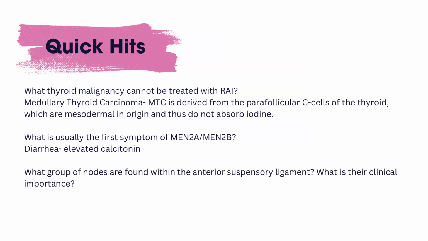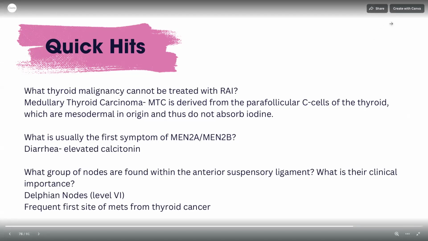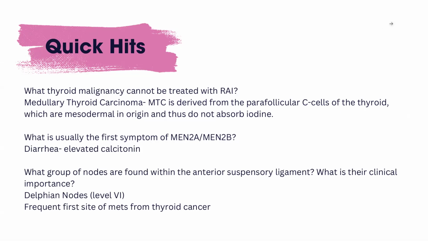What group of nodes are found within the anterior suspensory ligament? And what is their significance? I heard it, Delphian nodes. These are normally the first site of mets for thyroid cancer. They're in level 6.